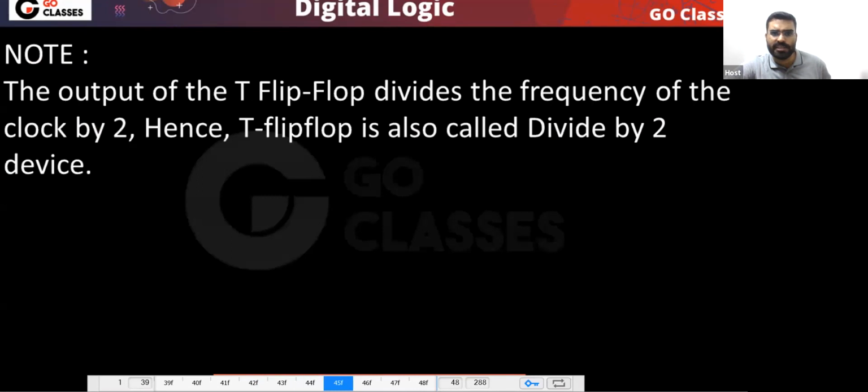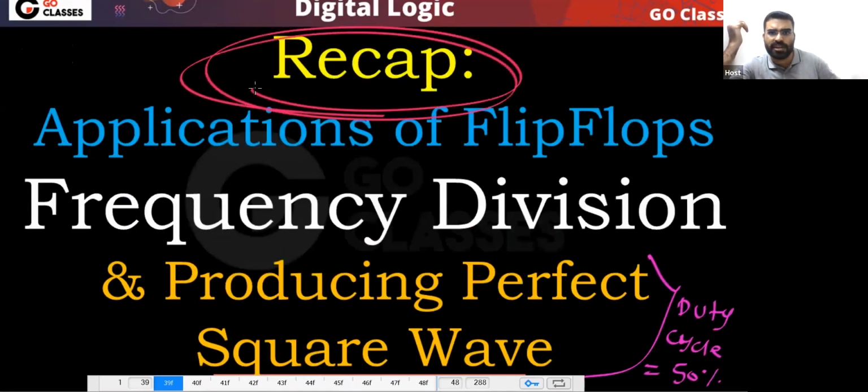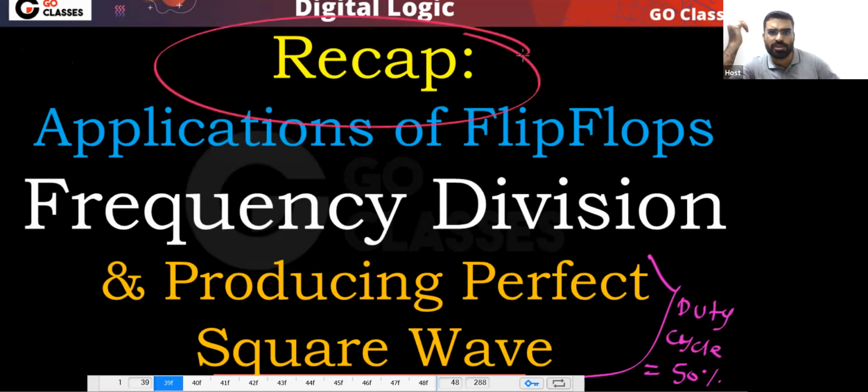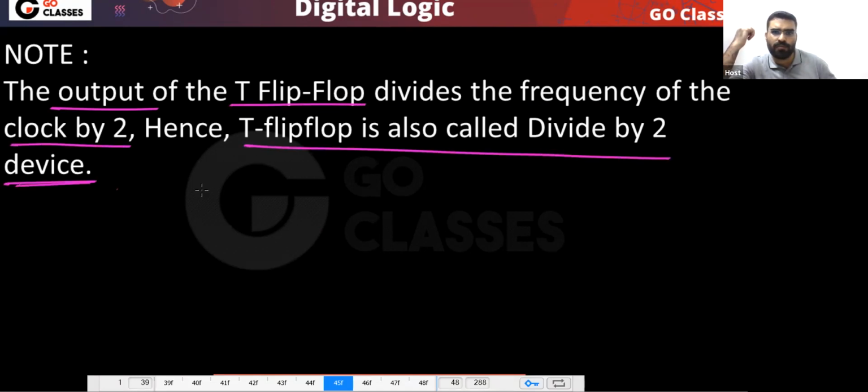Okay, this we have already seen. I am just telling you, this is just a revision. So far we are only doing the recap, because in the previous lectures we have already seen all these concepts. You can notice the output of T flip-flop will divide the frequency of clock by 2. So T flip-flop is also called a divide by 2 device.